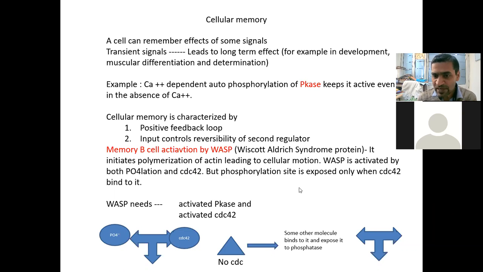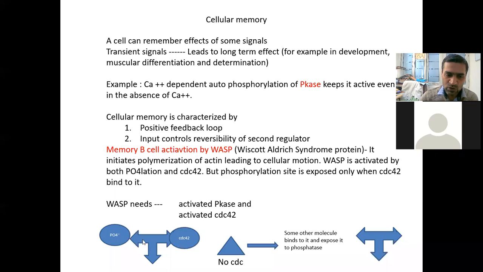But the phosphorylation site is exposed only when CDC42 binds to it. That means the WASP protein is able to function only when two components are there. What are these two components? One is the activated CDC42 and the other is activated protein kinase. For phosphorylation to happen, CDC42 must be activated.